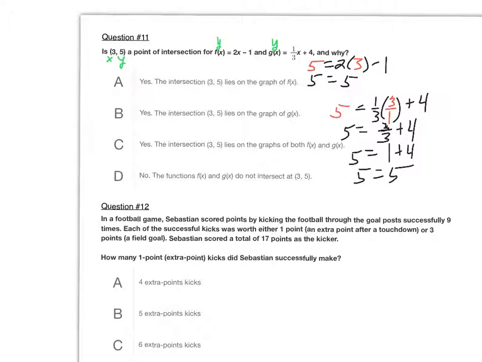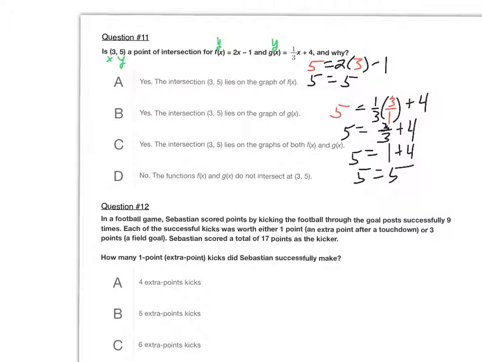So it does. It is a solution to both equations, so they have it in common, therefore that is their intersection. And so my answer should be yes, but we have 3 yeses and 1 no as a choice. So answer choice A says yes, the intersection (3, 5) lies on the graph of f of x.